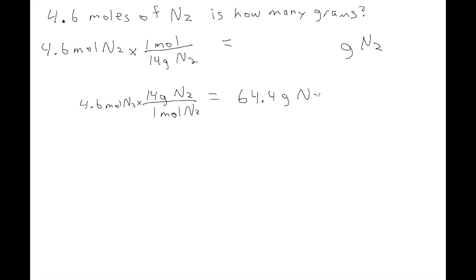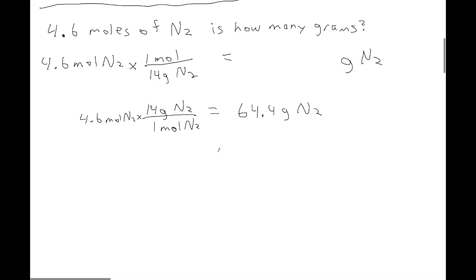Okay, so let's talk through those steps. You started by writing down the target units. That's good. Then the starting information. And then we have to get the conversion ratio. How did you get this number 14? I looked on the periodic table. And the mass of a nitrogen is 14.